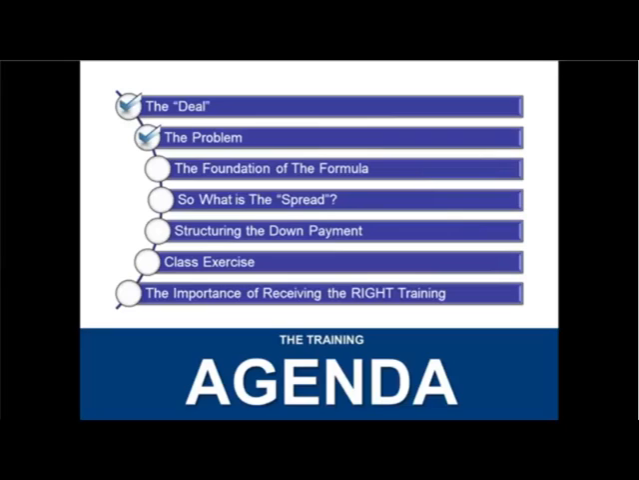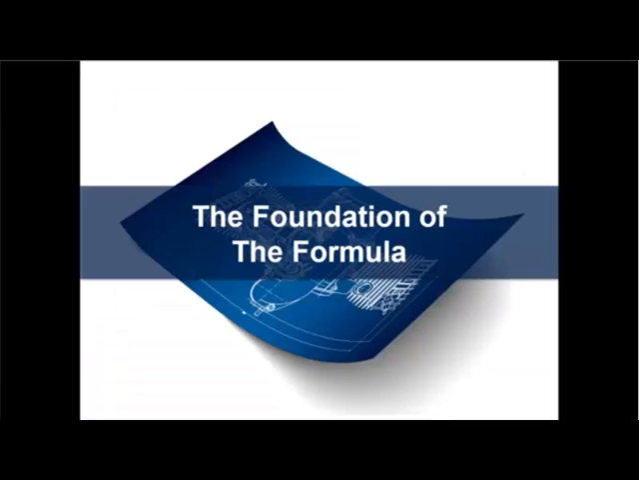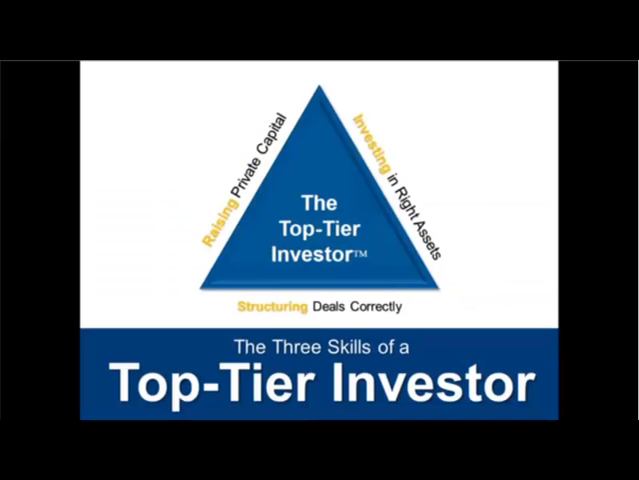Okay, so we just completed the problem. Let's jump into the foundation of the formula. Paul, did you want to do this? Absolutely, yeah. So now we're going to talk about the foundation of the formula. What you see on your screen is what we call the top-tier investor triangle. On the bottom of the triangle, you'll see that it says structuring deals correctly. And then on the right side, investing in the right assets. And on the left side, raising private capital.